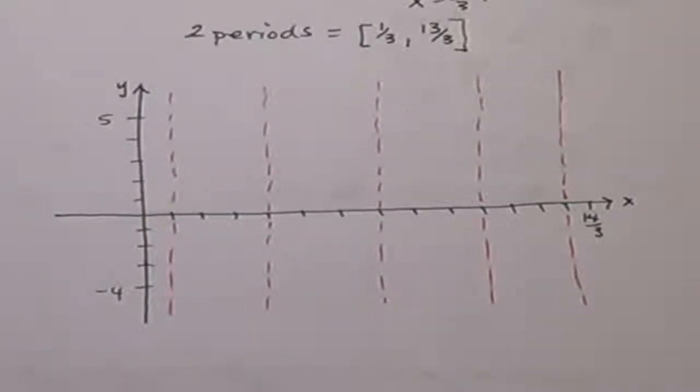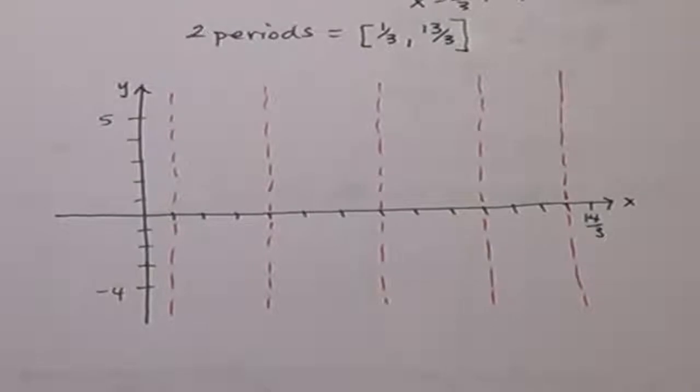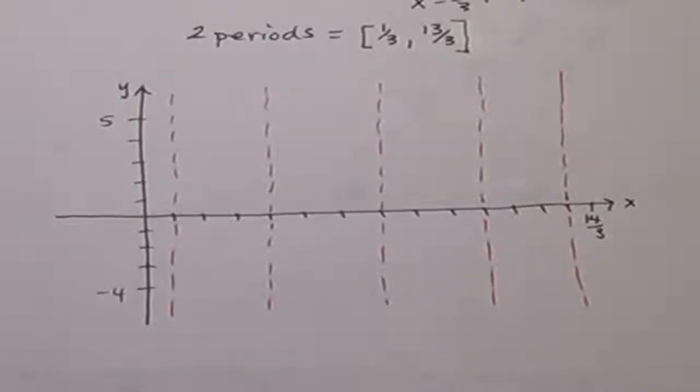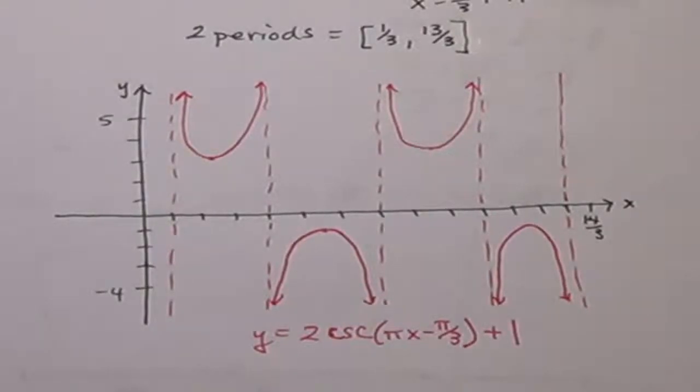So if I pick 5/6, which is halfway between those two values, and I put it into my function, so pi times 5/6 will give me 5 pi over 6 minus pi over 3 will give me pi over 2. Cosecant of that turns out to be 1, and then if I do my amplitude and my phase shift, I see I get a positive 3. So in there, I'm going to get my high point, my low point. It's going to be above the x-axis, but it's a low point. So there would be our graph for y equals 2 cosecant of pi x minus pi over 3, plus 1.